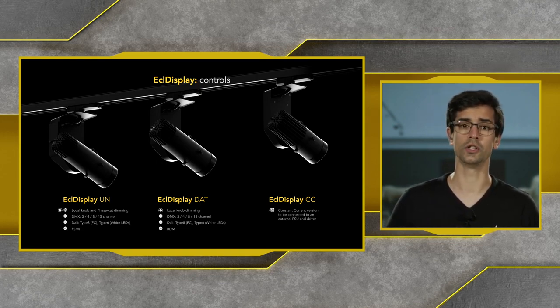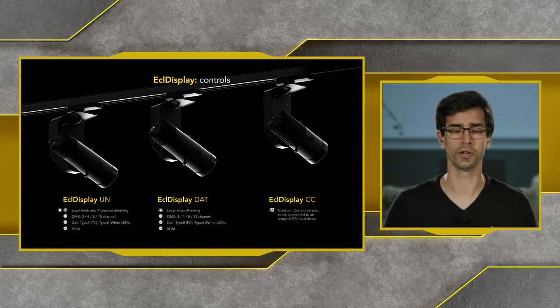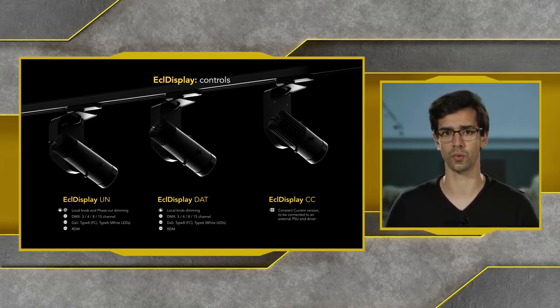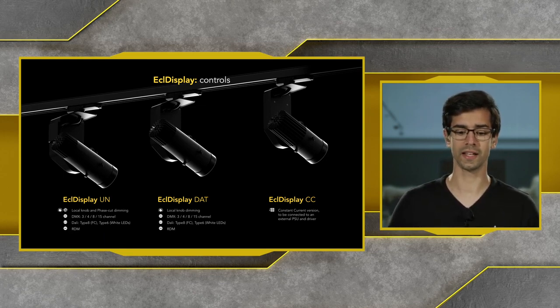And finally, we can use RDM on the ECL display UN units, and with RDM there are lots of different options, lots of different features that we can use to fine-tune and control the different settings and the dimming speeds, as we'll look at throughout the presentation. The ECL display DAT is very similar to the ECL display UN.